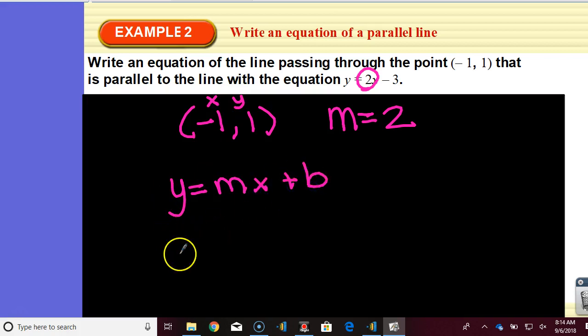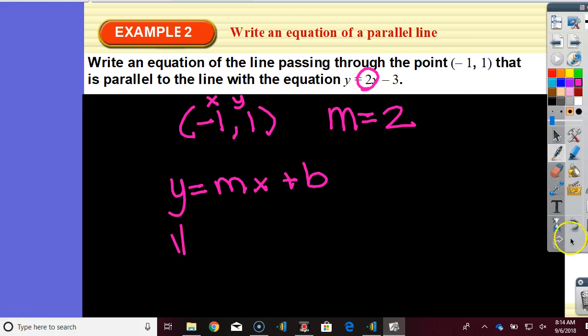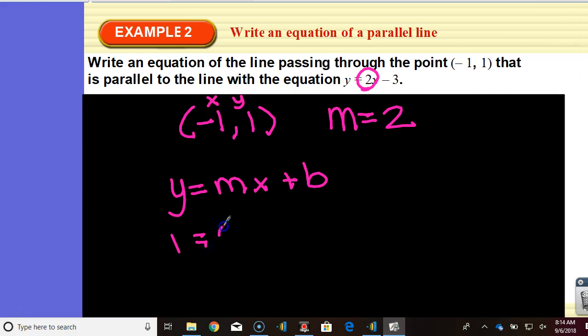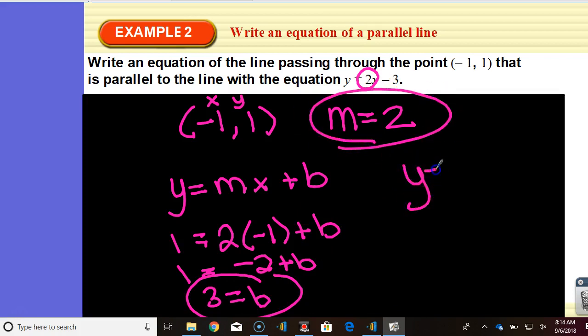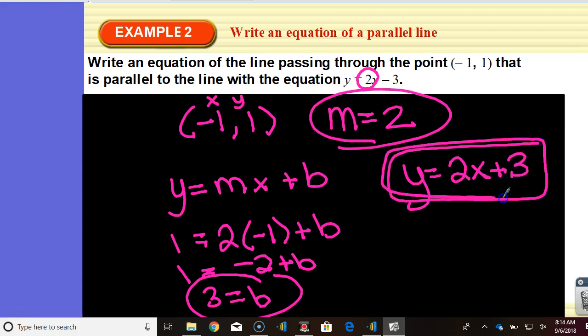So our y, 1, equals m, our x of -1, plus b. -2 plus what equals 1? Add 2 to both sides. 3 equals b. Now that I have my b, and I have my m, y equals mx plus b. And that is the equation of my line. Make sense?